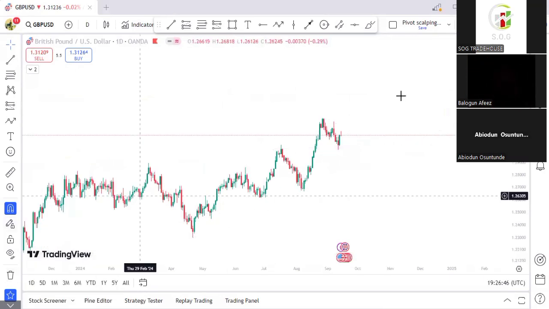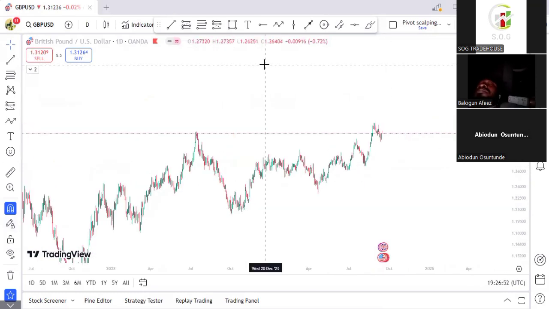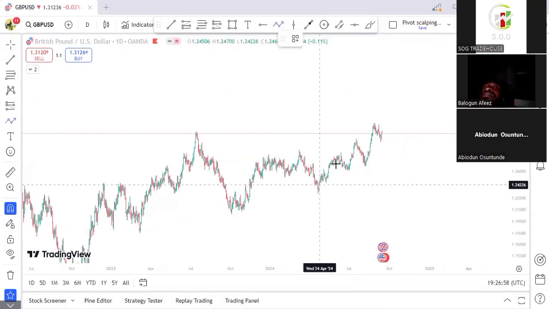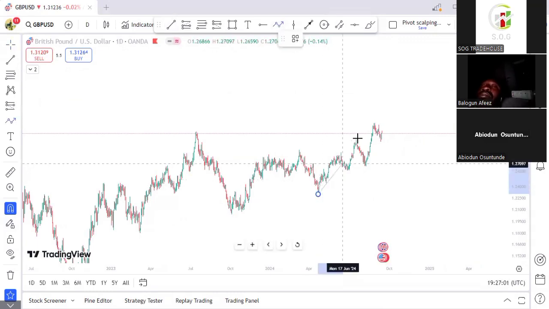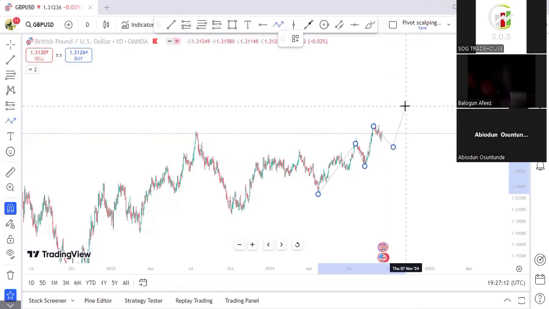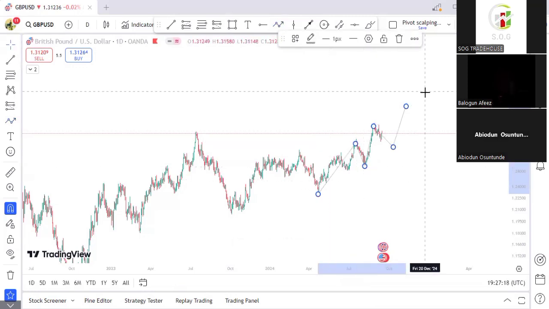So on the daily time frame, like I said, we should focus on current market structure. On the current market structure, you can see this is a low, this is a high, this is a low, this is another high. So what are we waiting for? Another low to take out this high. This is how the market moves: low, high, low, high, low, high.